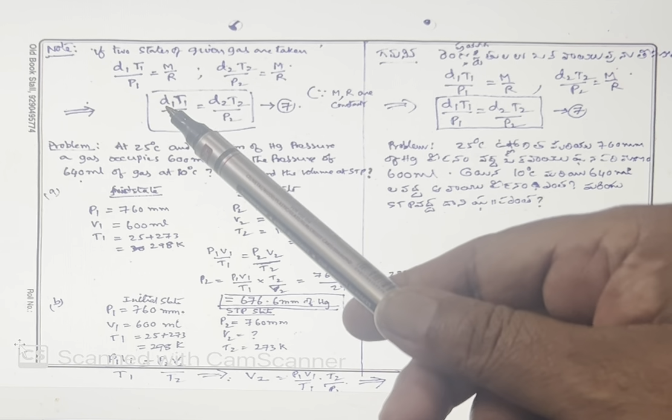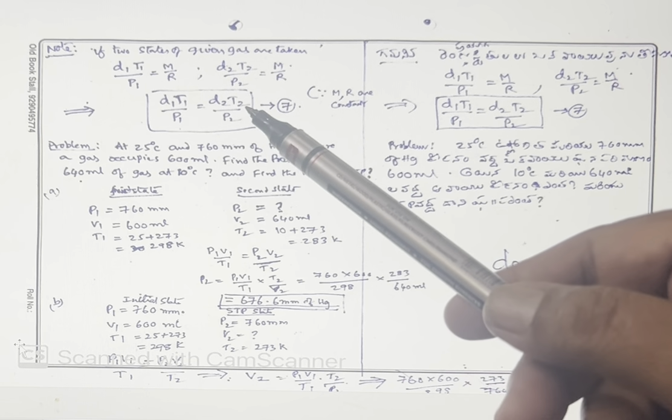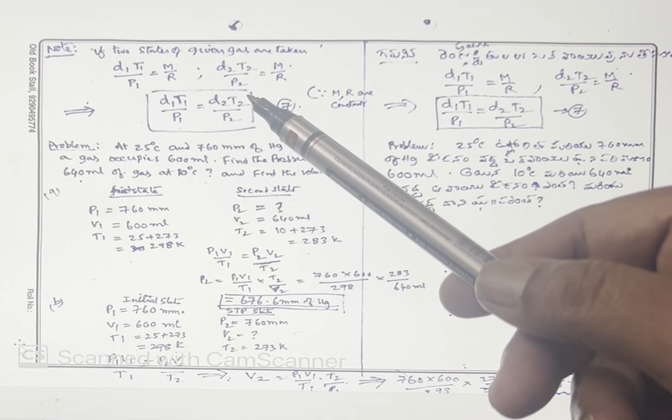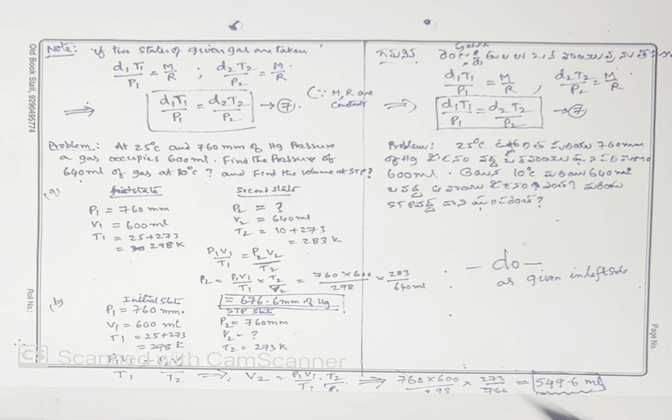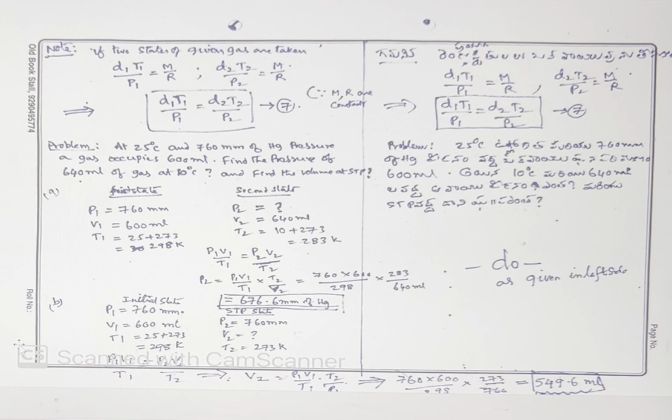If you know the density and absolute temperature at pressure P1 in one state, you can find the density when you know T2 and P2, the temperature and pressure. So, this is also useful to calculate the density at another temperature and pressure when you know the initial density at a particular temperature and pressure.